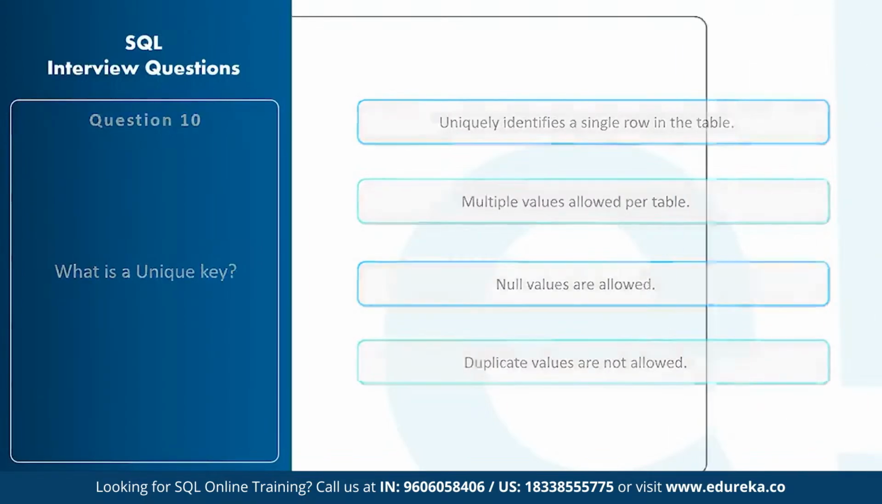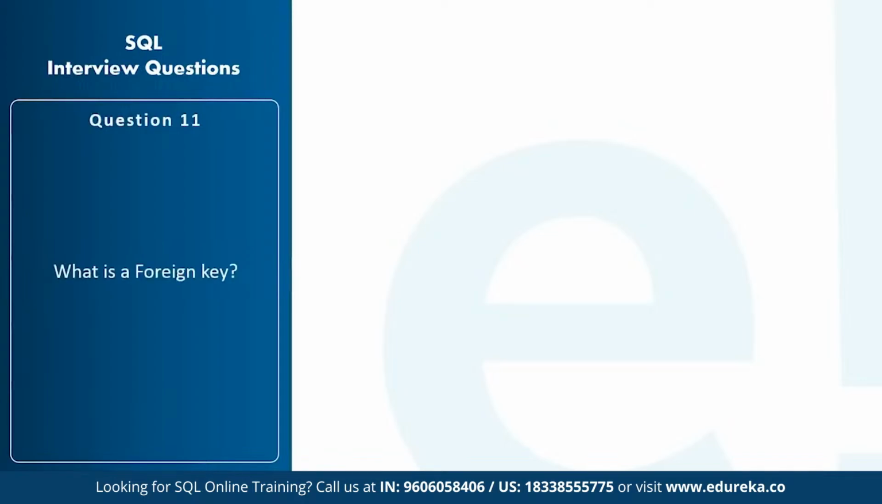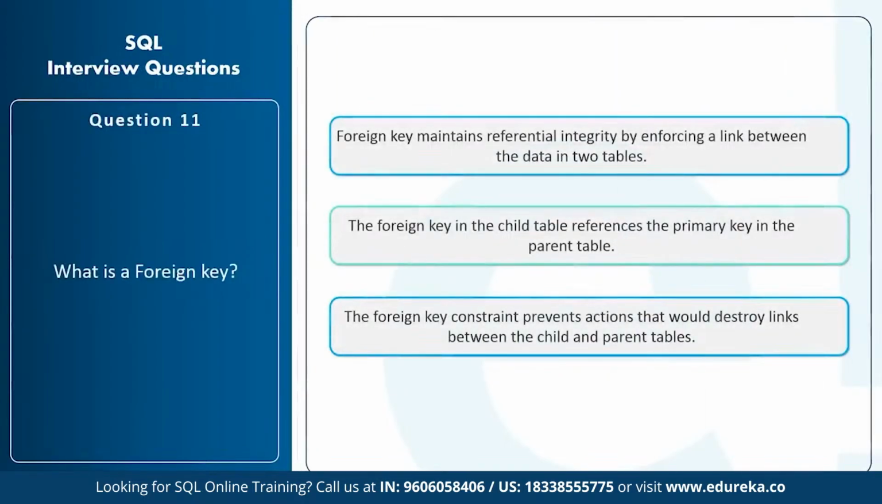All right. Now moving forward to our next question, that is, what is a foreign key? A foreign key maintains referential integrity by enforcing a link between the data in two tables. The foreign key in the child table references the primary key in the parent table, and the foreign key constraint prevents actions that would destroy the links between the child and the parent table. So if you have around 10 tables in a database and you want to maintain relations between all these tables, then you need to use the primary key foreign key concept so that you identify the relation between the tables with the help of the foreign key.